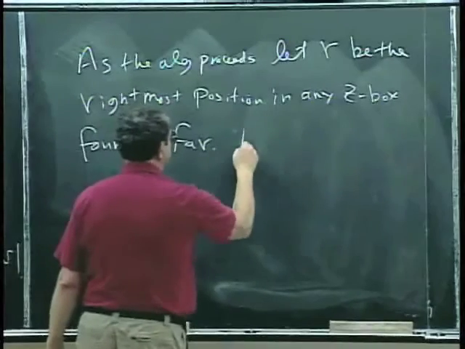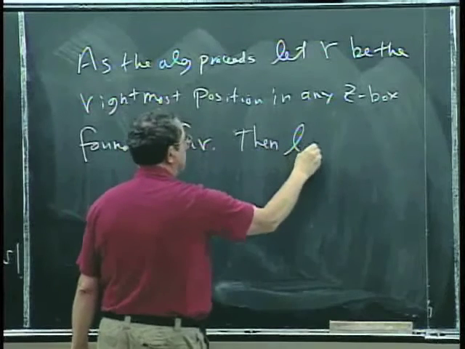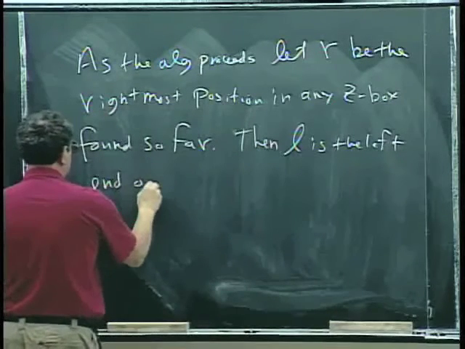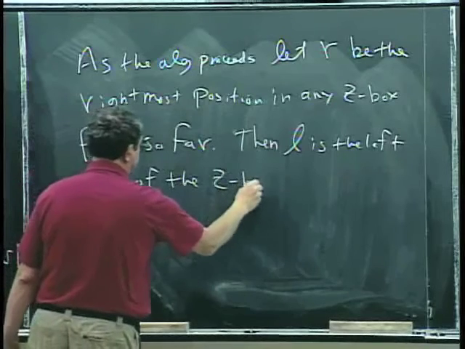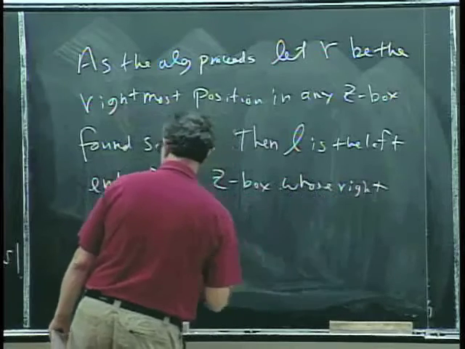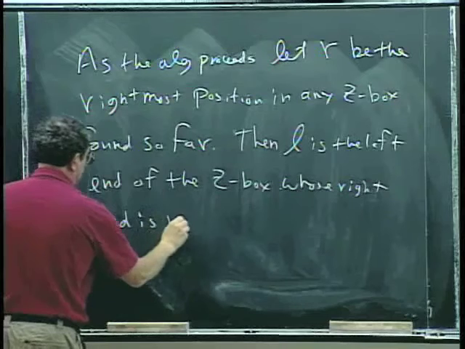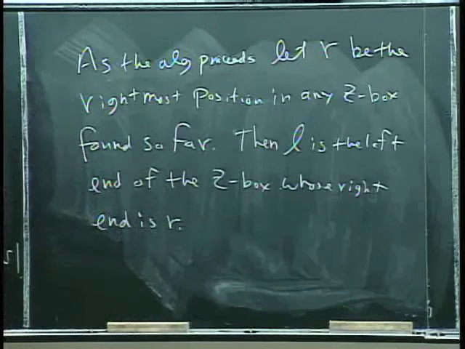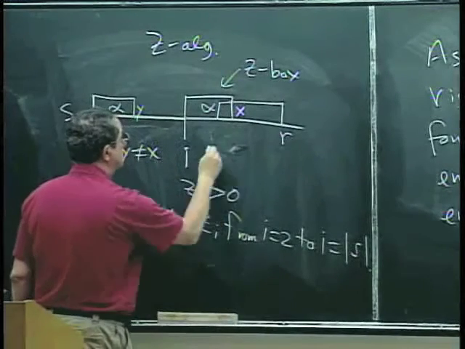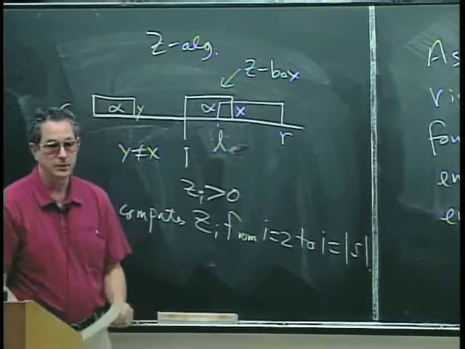And then L is the left end of the Z box whose right end is R. So in this picture, if we found these two Z boxes, and this is the current R, then this would be the current L. Okay. So the left end.